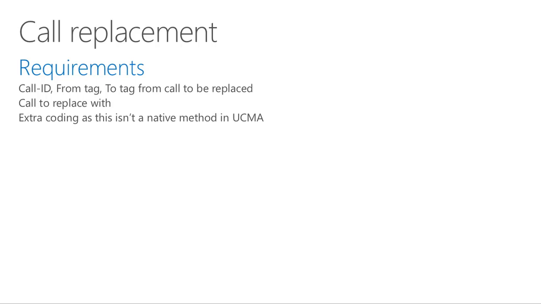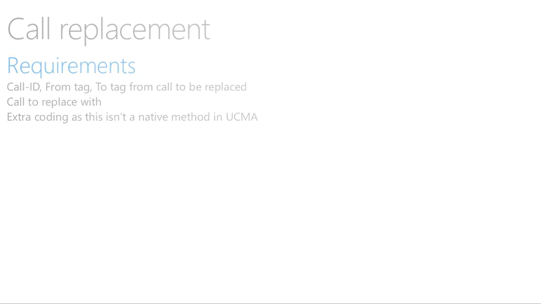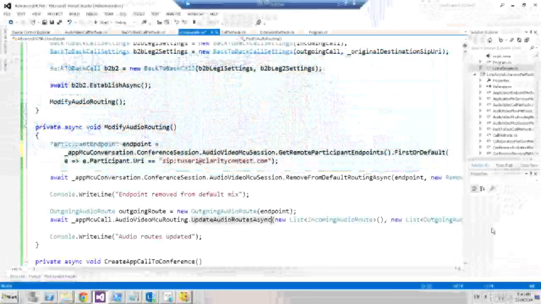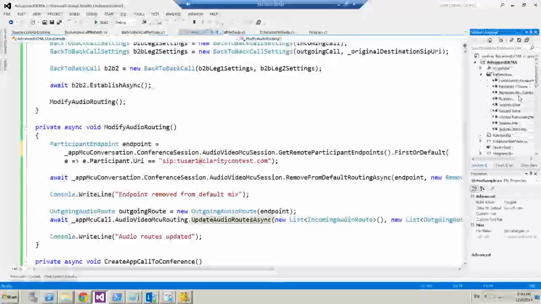As I mentioned, there isn't a native method in UCMA that does this. So if you want to use call replacement, you need to write a little bit of extra code. And I'll just switch over to my demo machine again to show you what that looks like.